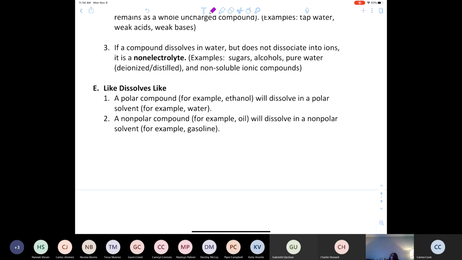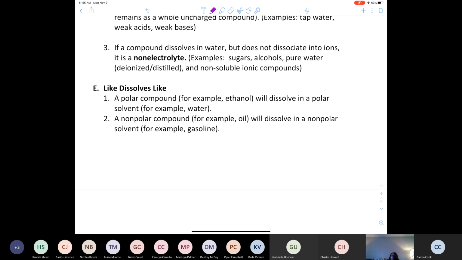So sugars are non-electrolytes, also alcohols, and purified water like bottled water or water that you filter through a semi-permeable membrane filtration system. That will also be pure water, meaning it's been either deionized or distilled. And then non-soluble ionic compounds are also considered non-electrolytes.